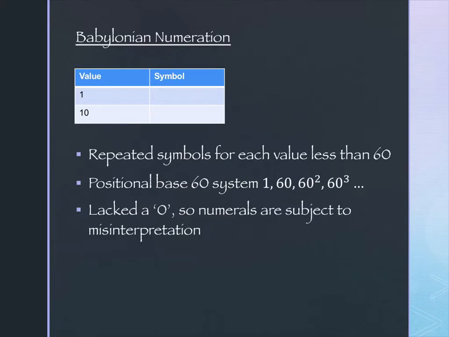Okay? They do lack the number 0, and you're going to see exactly why that's a problem in one of the examples that I have for you. That is a big problem in their system, actually. All right. So these are our Babylonians.